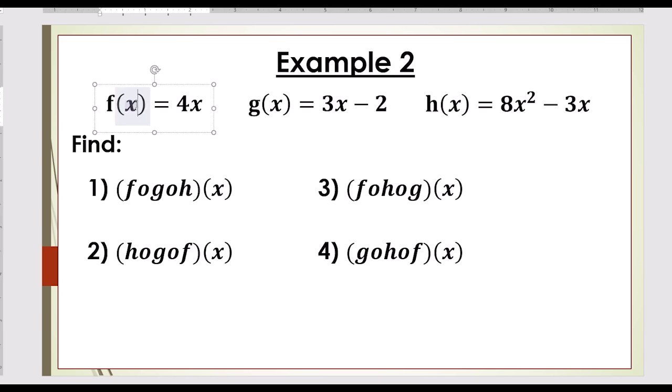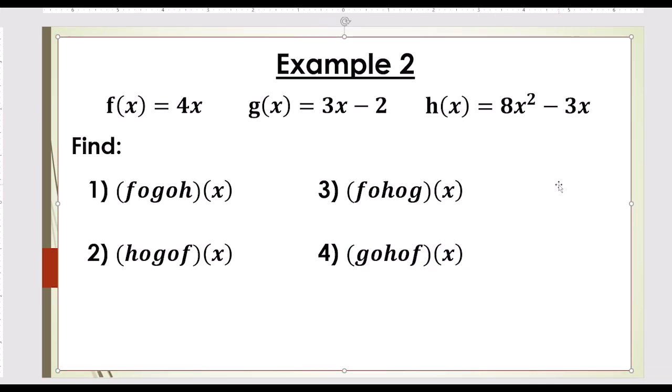Okay, we have another example of the composites function. We have a function f of x equal to 4x, function g of x equal to 3x minus 2, and function h of x equal to 8x squared minus 3x. We want to find four composites of function. What is f composites of g composites of h of x? The second question, h composites of g composites of f of x. Number three, f composites of h composites of g of x. Finally, g composites of h composites of f of x. Let's do it on paper. So now prepare a piece of paper and a pencil or pen.